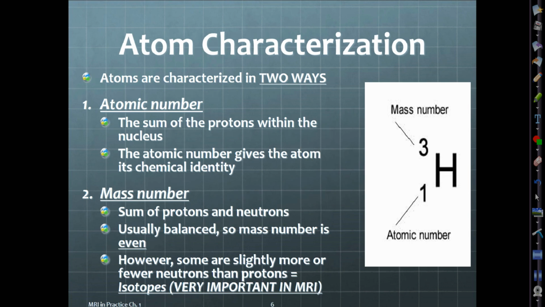All right. Atoms are characterized in two ways. You can describe an atom by its atomic number, which is the number of protons within the nucleus. Usually the atomic number, or Z number, gives the atom its chemical identity. And then you can also describe it by the mass number. Remember, the mass number is the sum of the protons and neutrons.